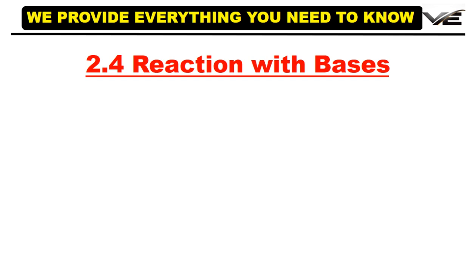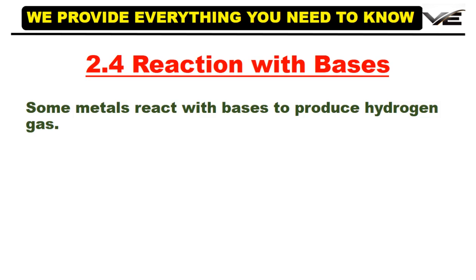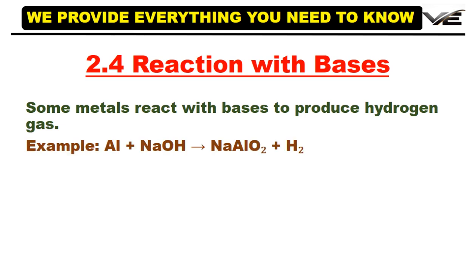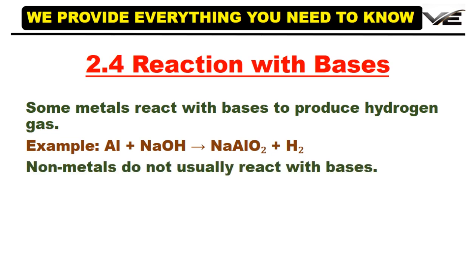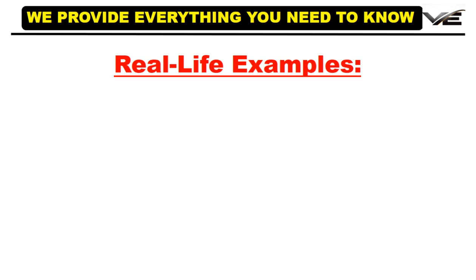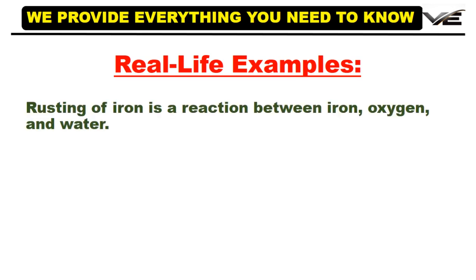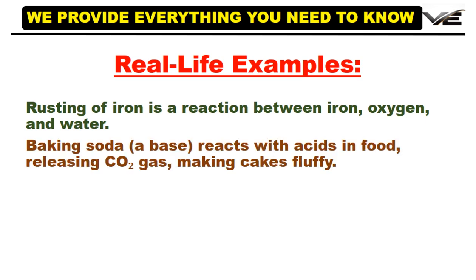Reaction with bases. Some metals react with bases to produce hydrogen gas. For example, Al plus NaOH produces NaAlO2 plus H2. Nonmetals do not usually react with bases. Here are some real-life examples. Rusting of iron is a reaction between iron, oxygen, and water. Baking soda, a base, reacts with acid in food, releasing CO2 gas, making cakes fluffy.